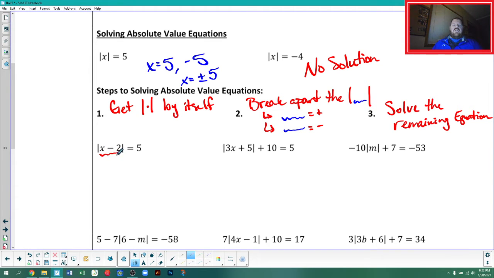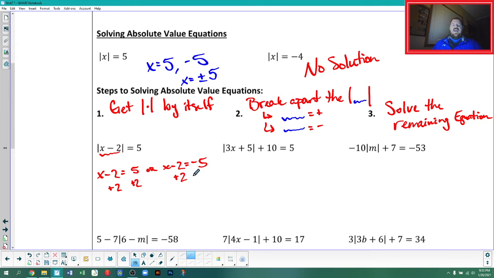I'm taking this, and it's going to equal positive 5 or negative 5. Okay. So we get x minus 2 equals positive 5, or x minus 2 equals negative 5. And so I'm taking those absolute value bars away, and I just have 2 equations. I want to solve those remaining equations. Add 2 to both sides.